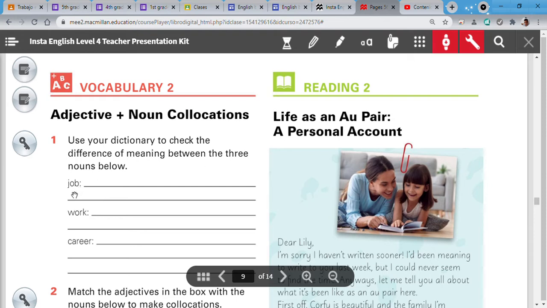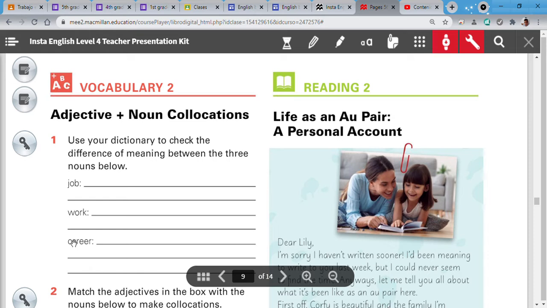Job, work, and career. Okay, well, let's see. The idea is to look for this information in your dictionary, but I can help you. For example, if I say job, it's like work that you do regularly to earn money in a specific role or position. That is job.